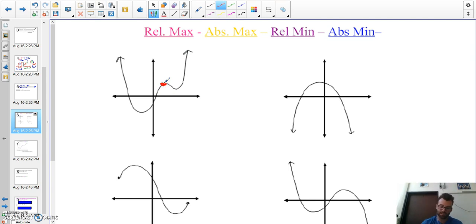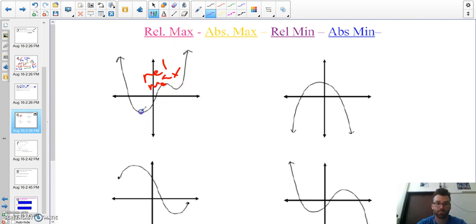Now we have to decide: is it the absolute maximum point of our function, or is it a relative maximum? Is it a maximum to all the points around it? If you look at our function, it is going up, up, and away in both directions, so it cannot be the absolute maximum. This would have to be a relative max.